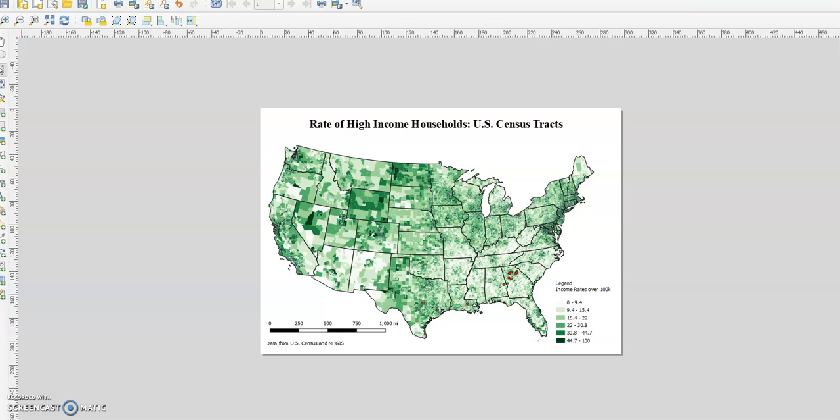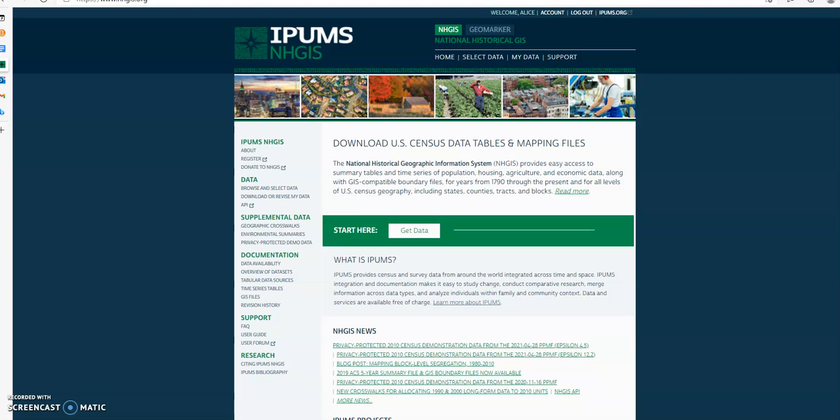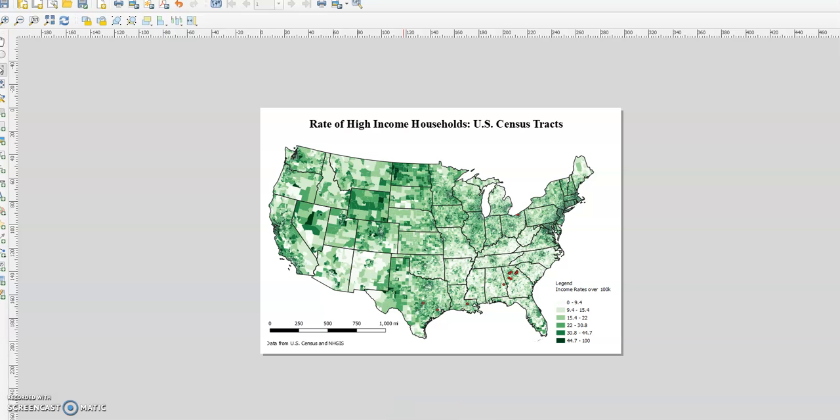The title of my map is Rate of High Income Households, U.S. Census Tracts. It presents income rates that are over $100,000 in the U.S., gathered from census data from 2014 to 2018. This data was gathered from the National Historical Geographic Information System, which archives data sets, specifically the census information that I used to create this map.